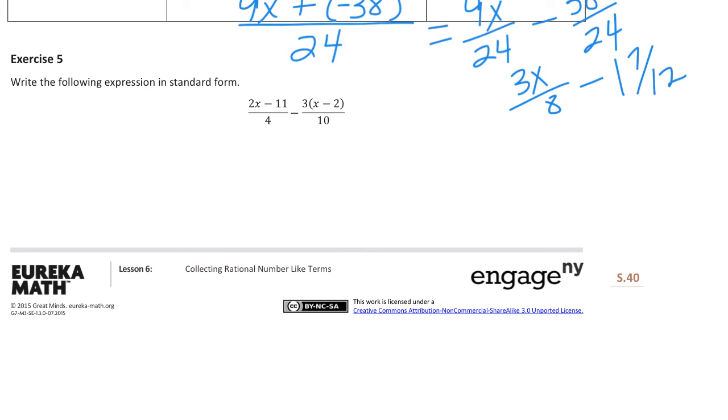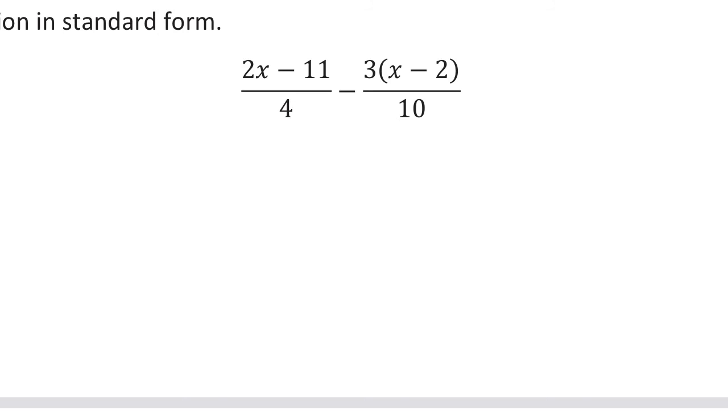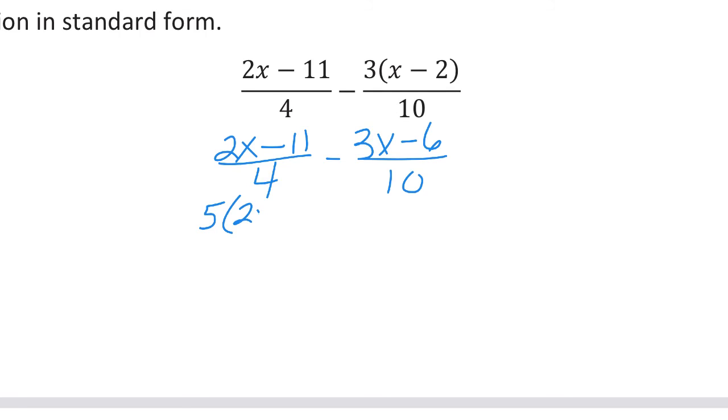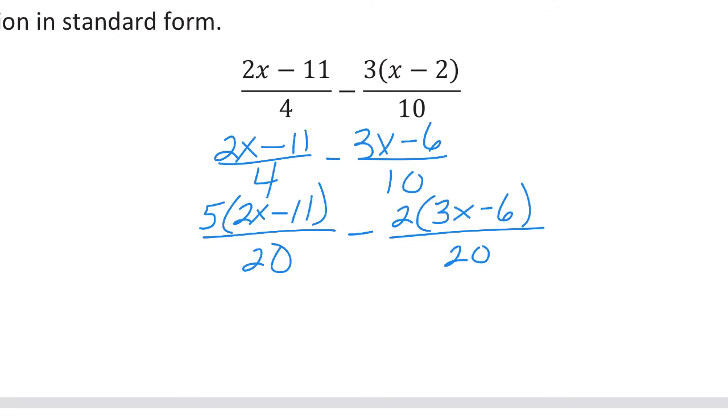Okay, this one right here. So I have 2x minus 11 over 4 minus 3x minus 6 over 10. Then the common denominator for these two would be 20. So 5 times 2x minus 11 over 20. And here multiplying by 2, 3x minus 6 over 20.